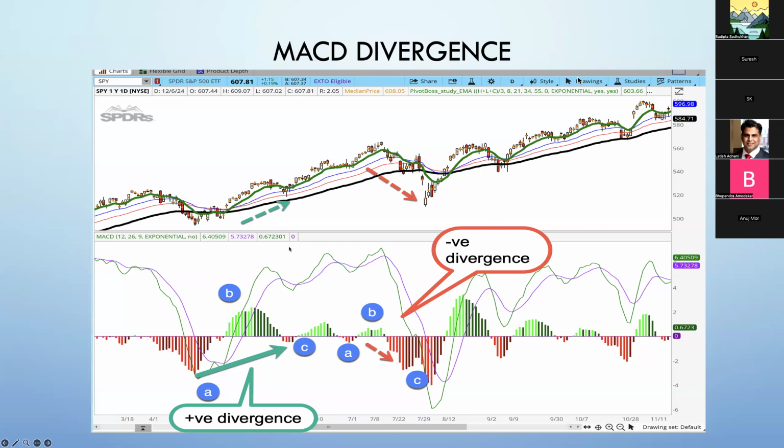Okay. Hey, Sudipta, next. Is MACD divergence different than the RSI divergence? Sorry, tell me once again. MACD versus RSI divergence.